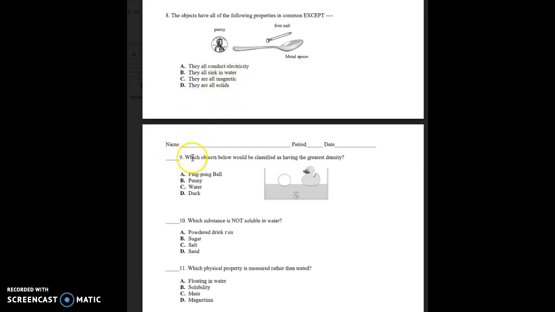Number 9. Which objects below would be classified as having the greatest density? A. A ping pong ball. B. Penny. C. Water. D. Duck. Number 10. Which substance is not soluble in water? A. Powdered drink mix. B. Sugar. C. Salt. D. Sand.